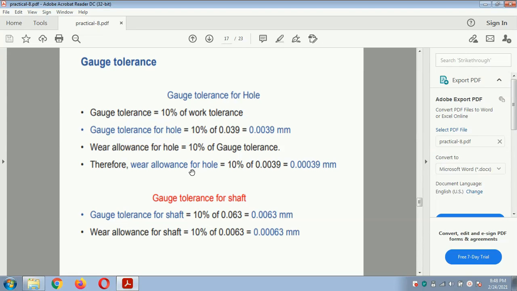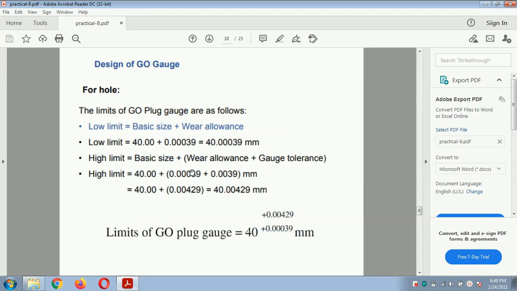After that, the gauge tolerance is provided for the shaft. It is in the same way as the gauge tolerance of the hole. That is, the gauge tolerance of the shaft is 10% of 0.006 and the wear tolerance of the shaft is 10% of 0.063 millimeter. Now we come to the design of the go gauge. So the go gauge basic limit is basic size plus wear allowance. The wear allowance obtained is 0.0039.